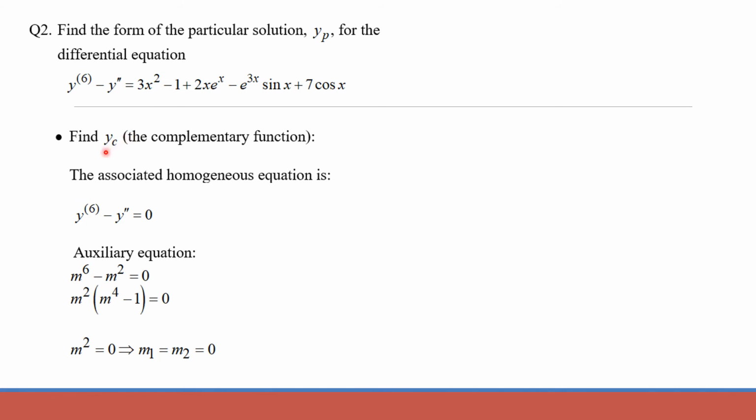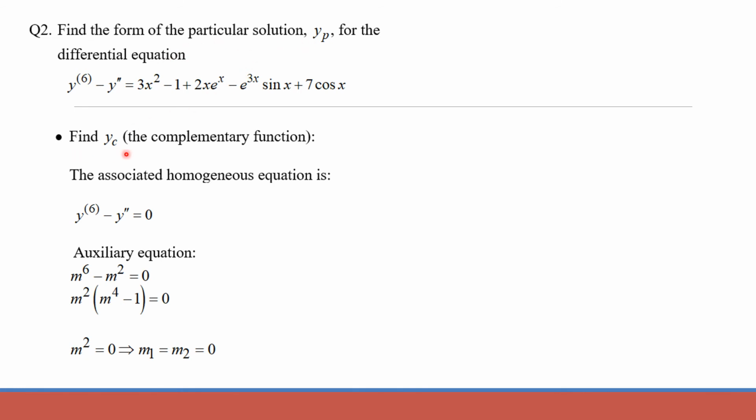Okay, as usual, we need to find the yc. Why do we need to find the yc? Because before we find the yp, we have to make sure that the yc has been formed in order for us to check the duplication between the yp and the yc. Okay, so this has to be found first, even though the question is asking you to find the yp.